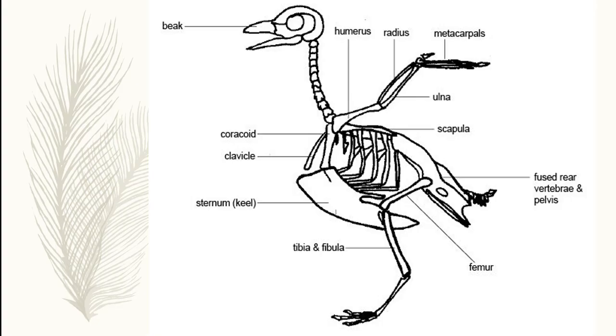All right, so the internal structure right here, we can see they have this very strong sternum, that is the breastbone. The breast meat, of course, will hang on to here. That's why the breast meat of a bird is large. It's because they need all of that for flight.